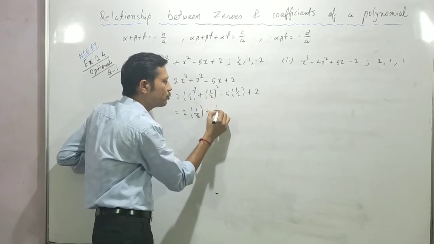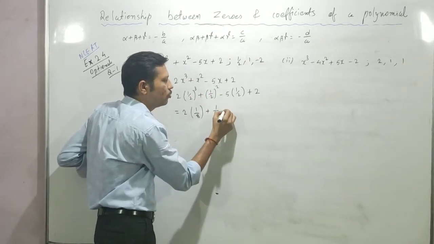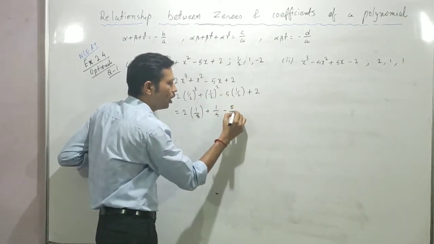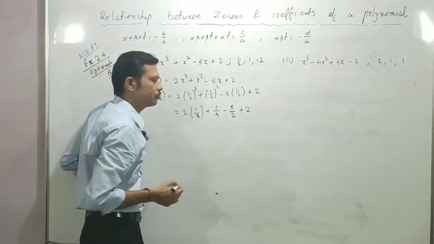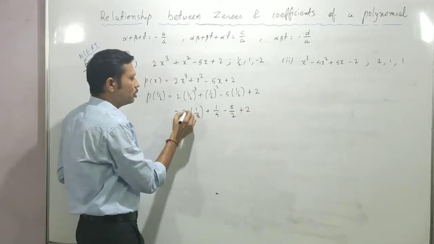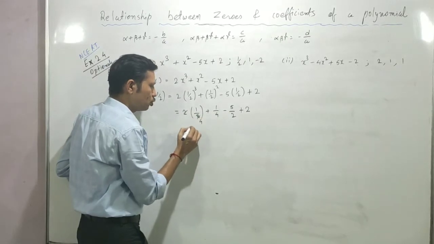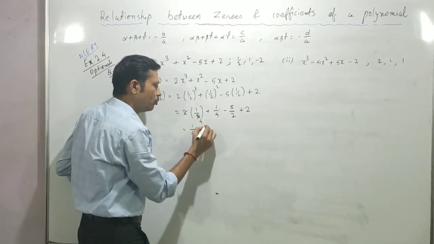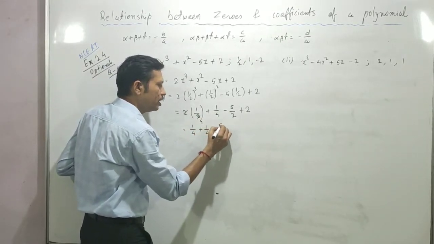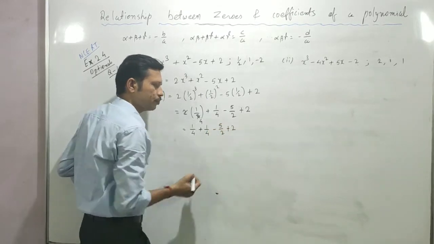Plus 1 the square is 1, 2 the square is 4, minus 5 ones are 5, 5 by 2, and plus 2. And here 2 fours are 8. So we have 1 by 4 plus 1 by 4 minus 5 by 2 and plus 2.